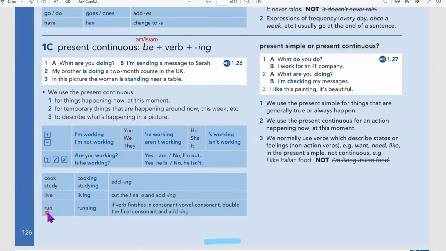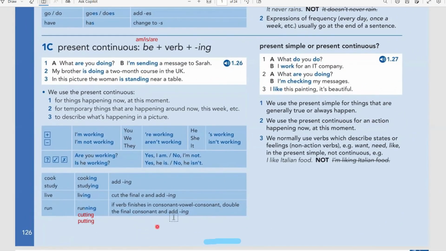Now, if it's consonant, vowel, consonant structure, look, R is consonant, U is a vowel, N is consonant, and you are adding ing, the last consonant has to be doubled. Double consonant. Like run, double N, running. Like cut, cutting, for example. Put, putting. I can give you more examples here. Cutting, putting. You see double T and double T.